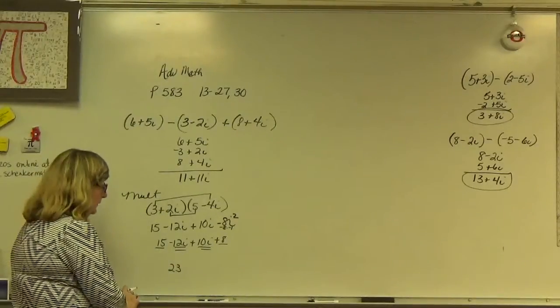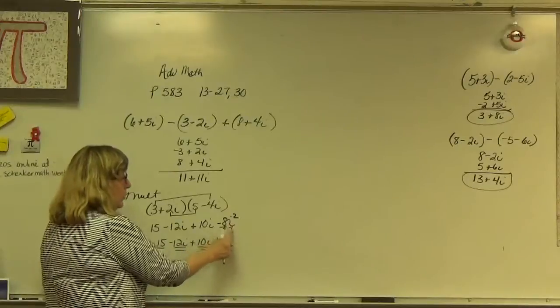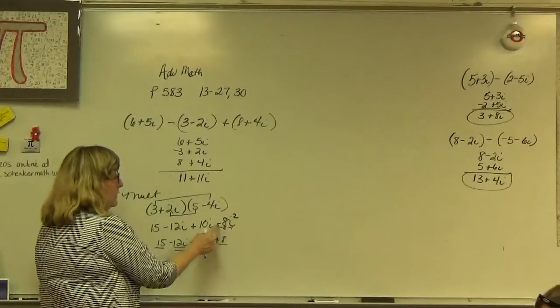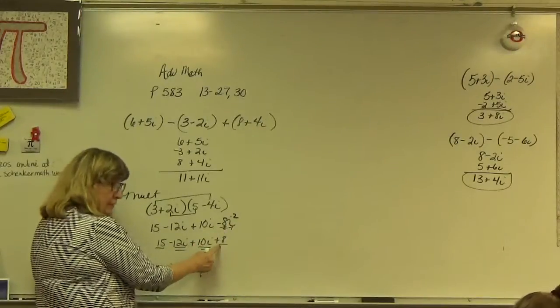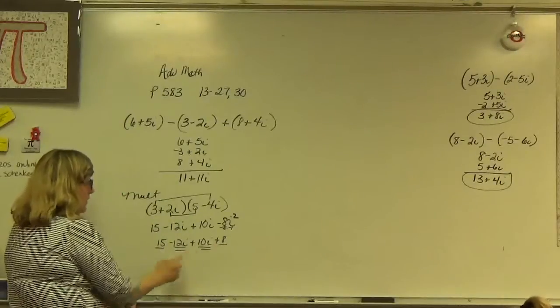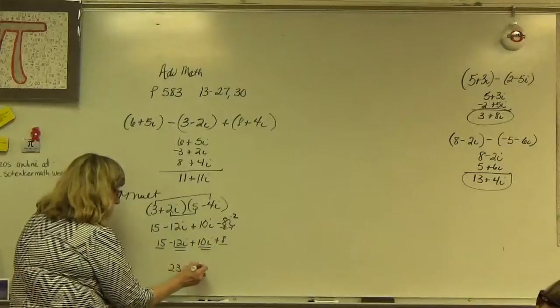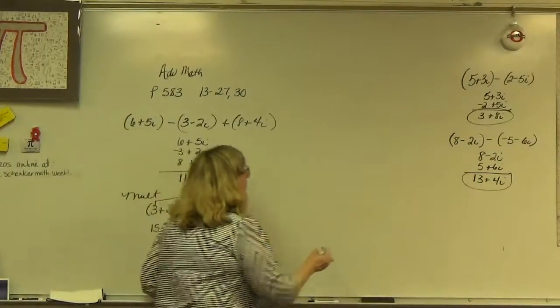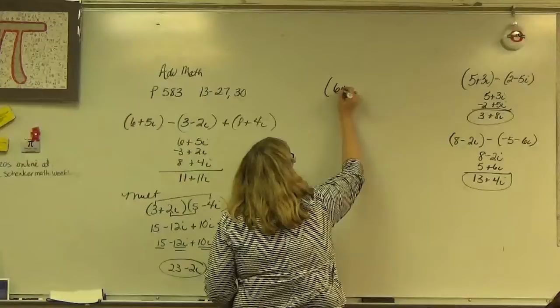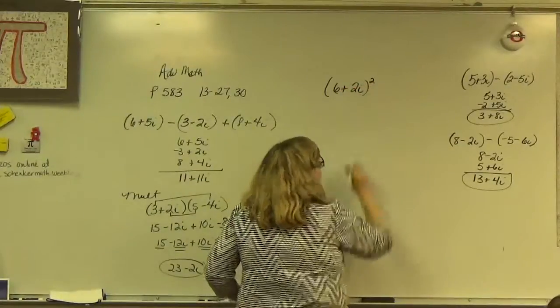Wait, one second, what did you do after we found out? Right here, i squared is negative 1. Negative 1 times negative 8 would be a positive 8. Okay. Then you add your like terms, so 15 plus 8 minus 2i. What if I have 6 plus 2i quantity squared?